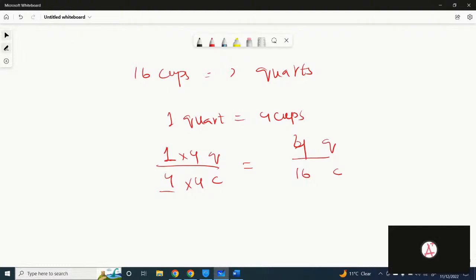Got it? If you have any question, any confusion, you can ask. I'll answer all your confusions and questions if you have any. Got it, everyone? That's exactly the same thing we can do with equivalent fractions. Got it?